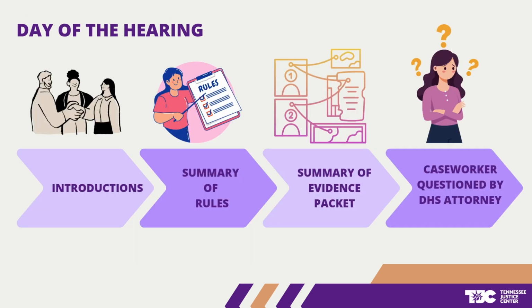The hearing process should be the same whether it is in person or by phone. First, the judge will introduce themselves. Next, they will introduce the representatives from DHS, which will include a caseworker and occasionally an attorney. Lastly, they will introduce you, the appellant. The judge will then talk about the rules for the hearing, including the order of who speaks.